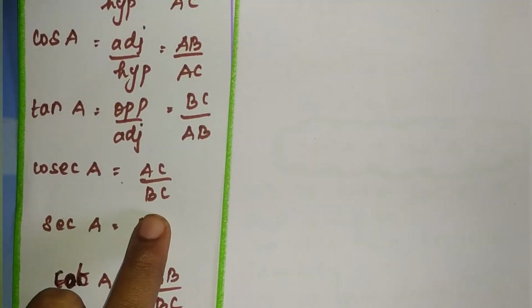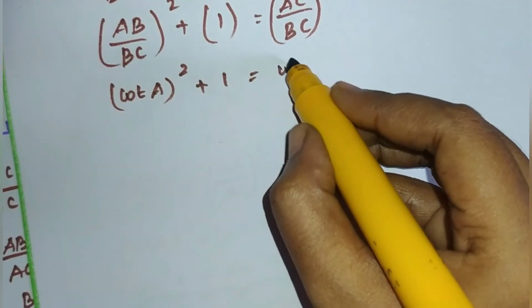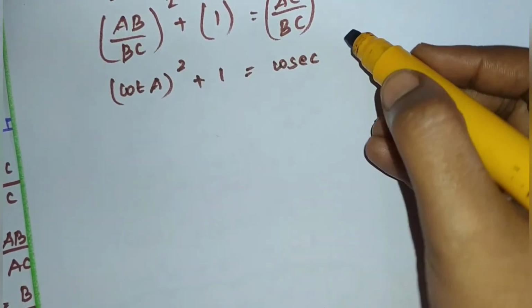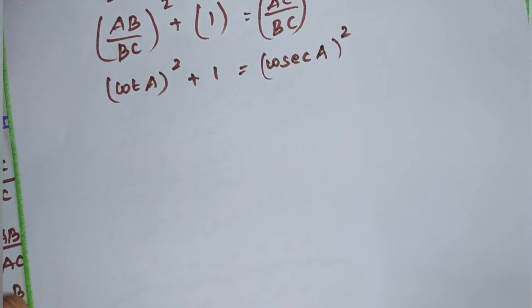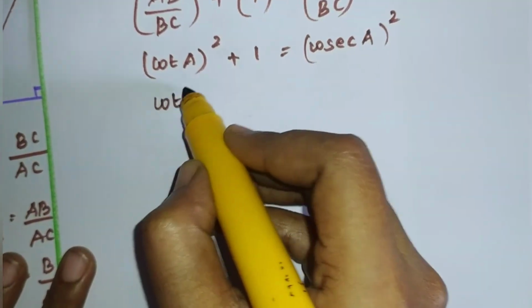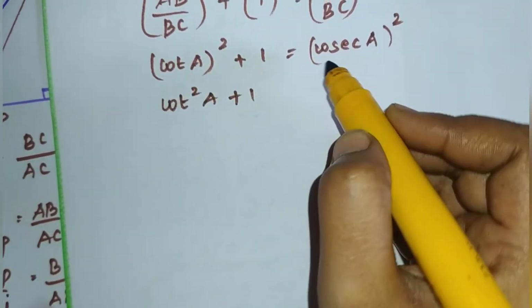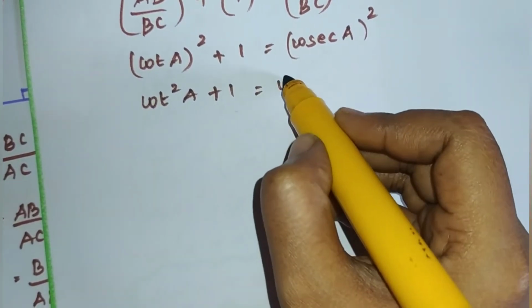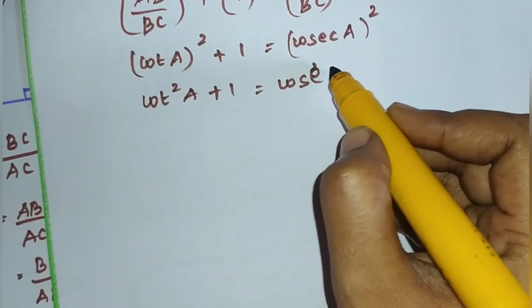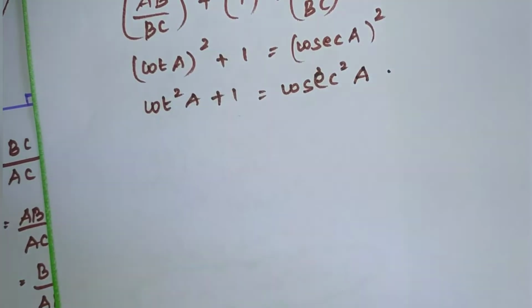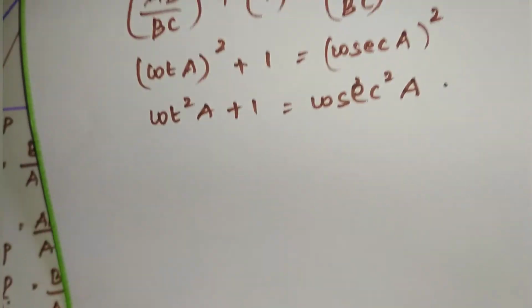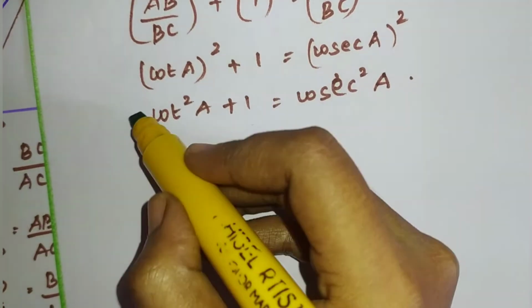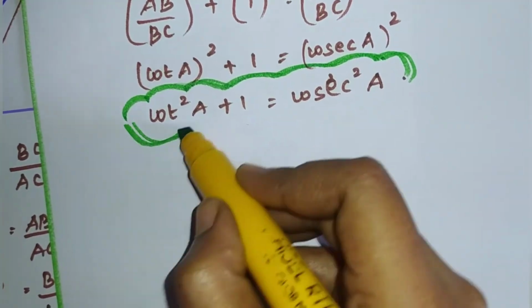Where is AC divided by BC? That is cosecant A. Cosecant A the whole square. Next, cot square A plus 1 is equal to cosecant square A. This is the third trigonometric identity.